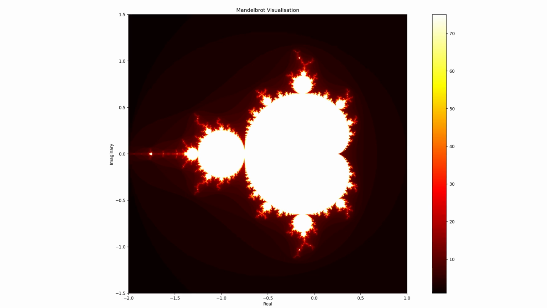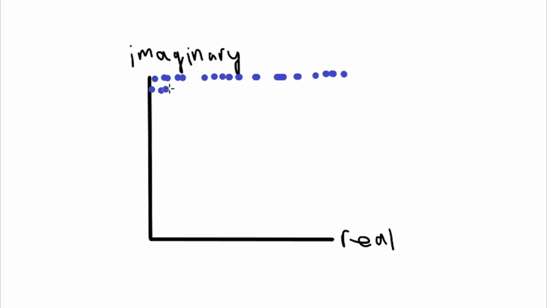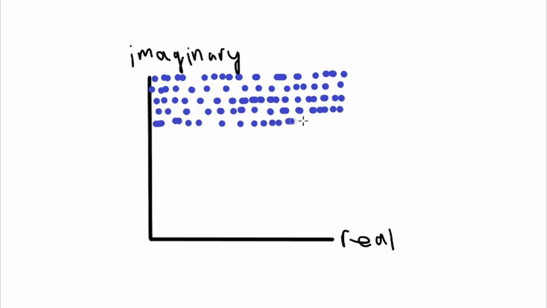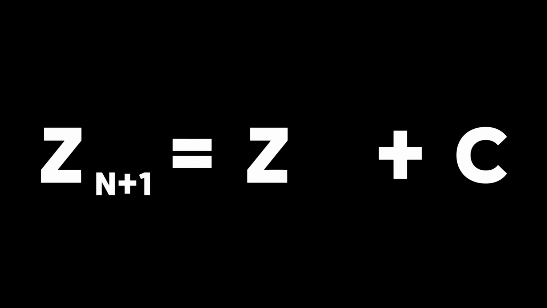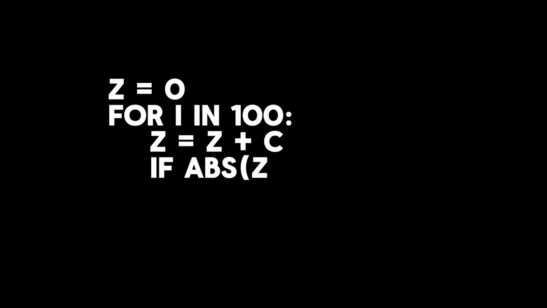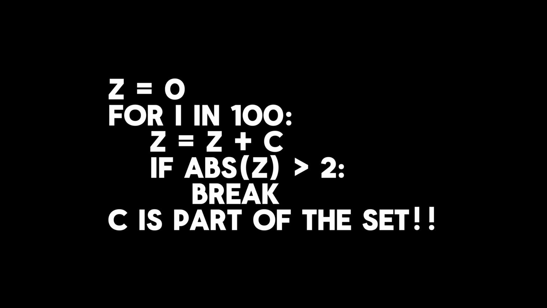The way we generate the Mandelbrot set is we iterate through every point on this complex plane, every value of c, and we repeatedly apply the formula z(n+1) = z(n)^2 + c. We repeat this formula however many times, say 100, and if the magnitude of z never exceeds 2, we consider c part of the Mandelbrot set. We say that it is stable and we colour it white, for example.